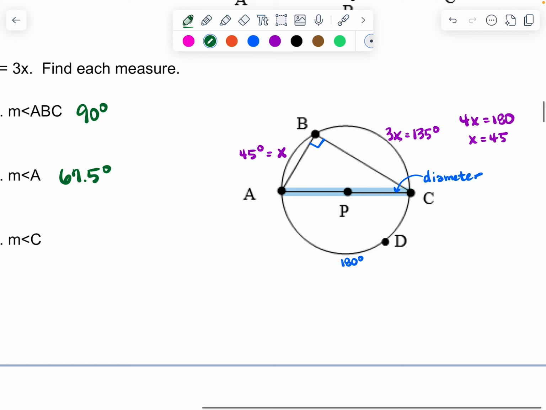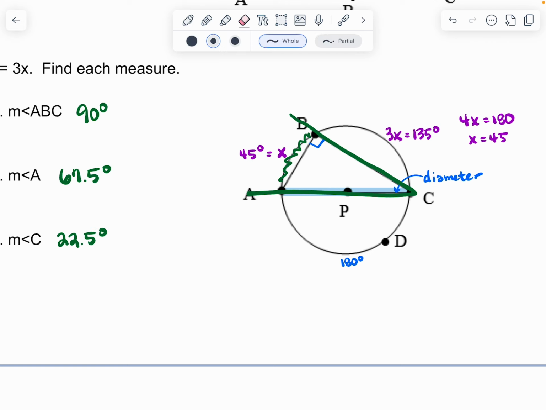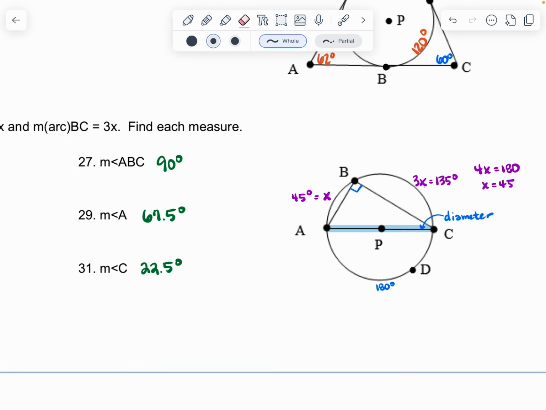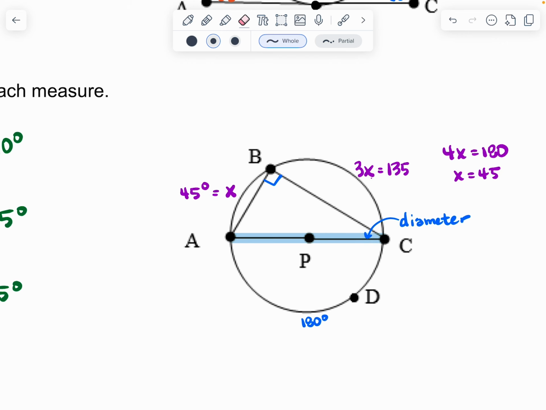And then the measure of angle C. Well, of course, angle C is another inscribed angle, so it's half of its intercepted arc, which gives us 22.5 degrees. Okay, so again, notice I'm barely doing any math. The only math I did was this tiny algebra equation over here. But if I didn't notice that I had a diameter and semicircles going on, then I'm not going to get very far in that problem. So make sure you're recognizing those diameters.